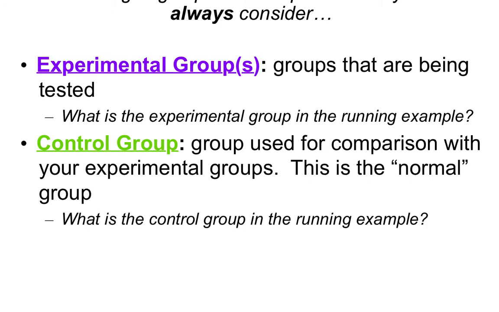It's very important when you're designing your experiment and your procedures that you consider, what's my control group going to be? Because this is like the normal conditions of the group. It's a group that's used to compare your experiment with. We have to have some sort of control that gives us a baseline of what to expect if we weren't experimenting. And an experimental group is the group that you're going to be testing. So what is the experimental group in that running example? And what would be a control group that you would give in that running example?